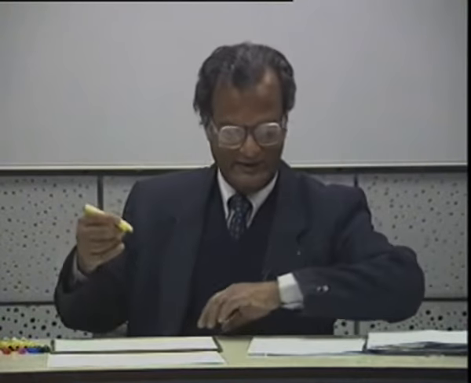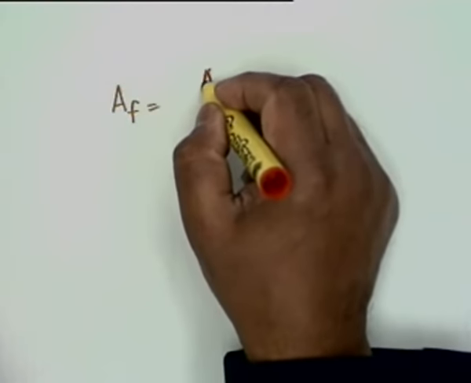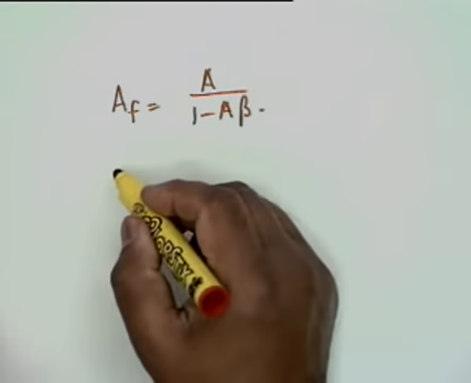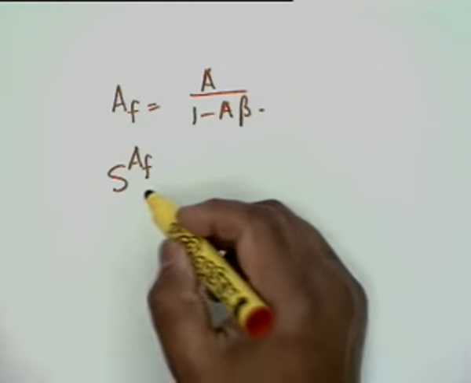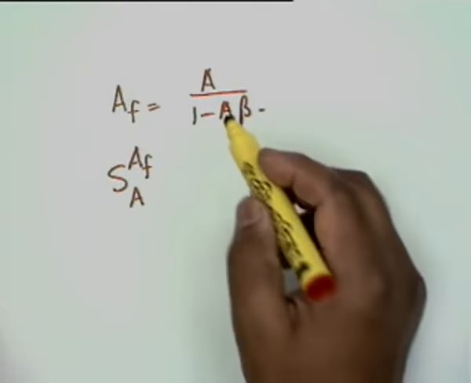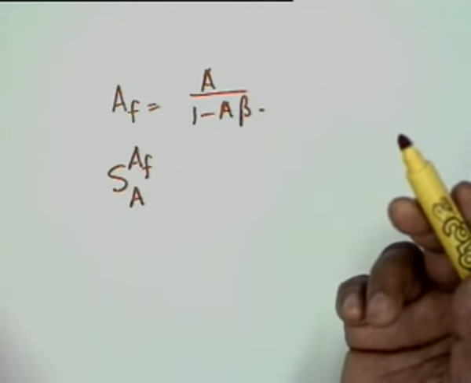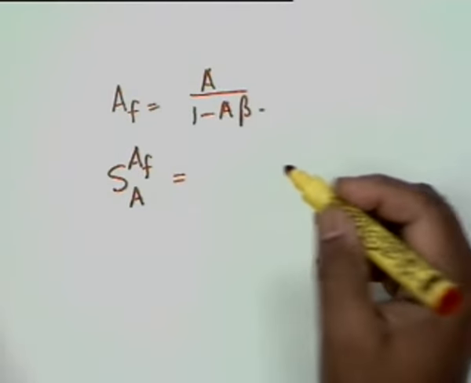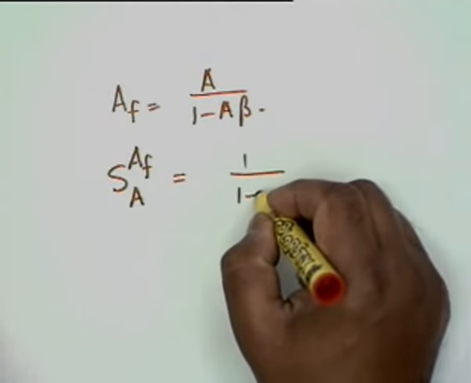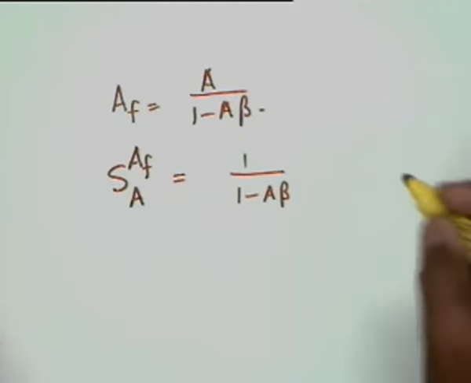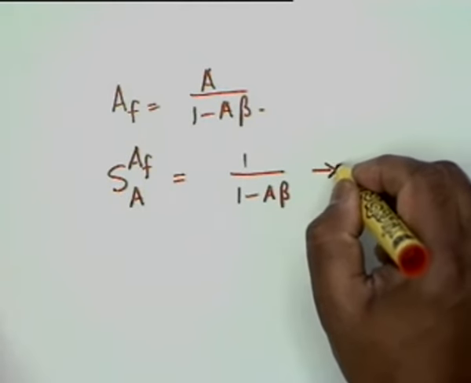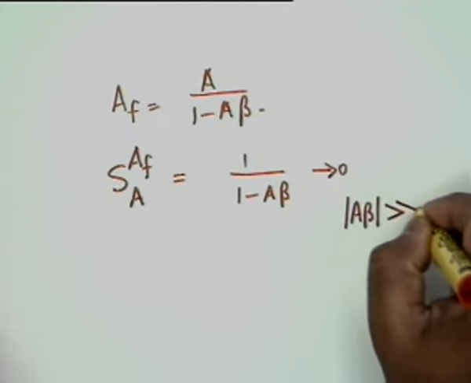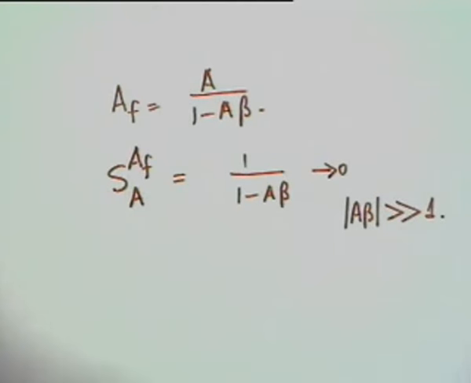Okay. Now, in our case, AF is equal to A by 1 minus A beta. All right, and we want to find out the sensitivity of AF, the feedback gain, with respect to A. It is A which changes due to device parameter change, or environmental change, and you can easily show by differentiation and by applying the definition that this quantity is 1 by 1 minus A beta. And obviously this will go to 0 if A beta is very large compared to unity.